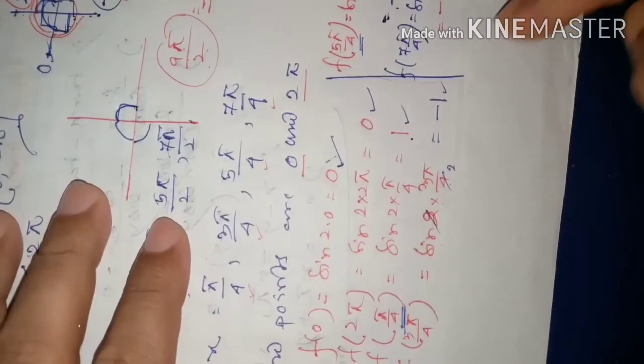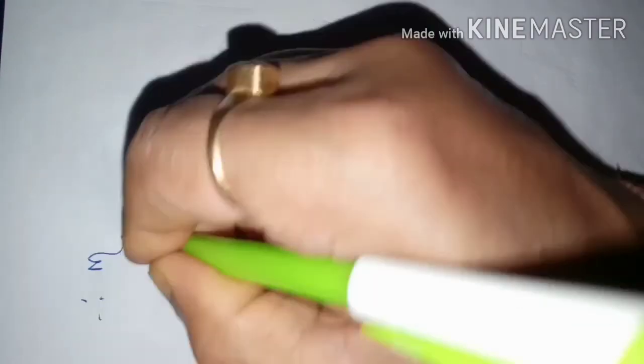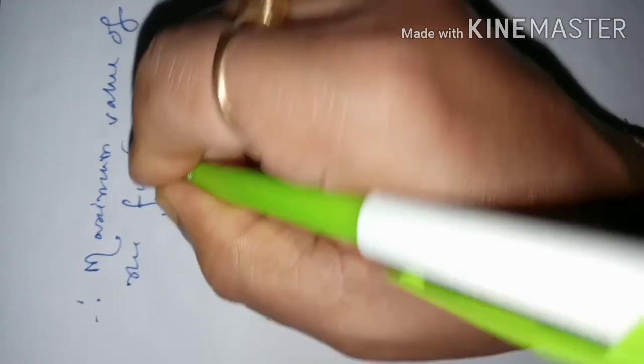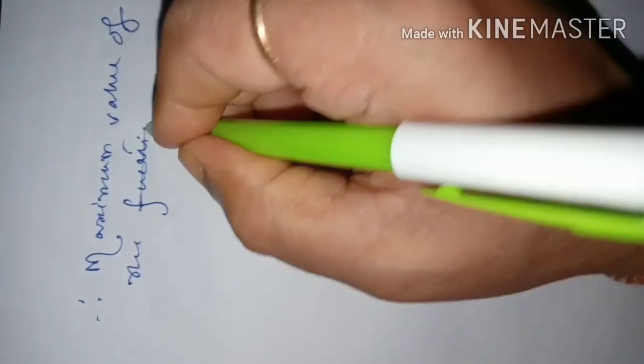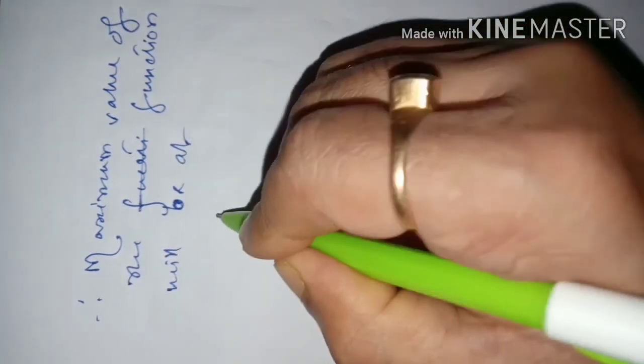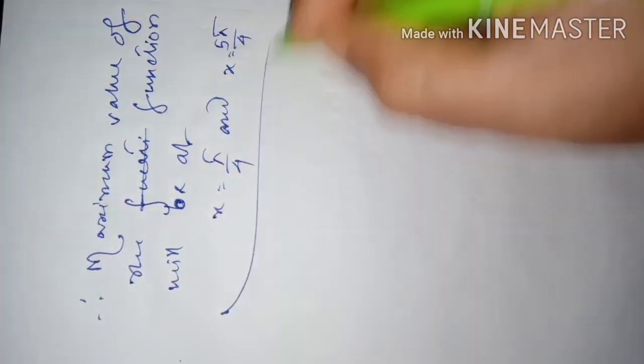Then there is no need of looking at the minimum value. So we'll write here now: the maximum value of the function will be at x equal to pi by 4 and at x equal to 5 pi by 4. This is our answer. Okay, dear students.